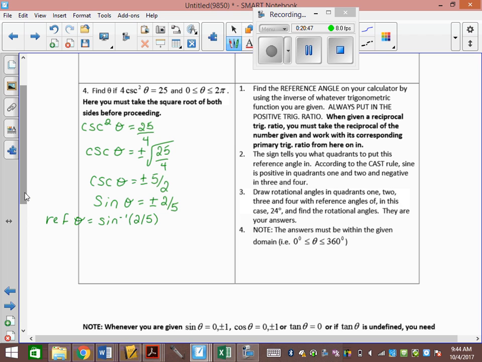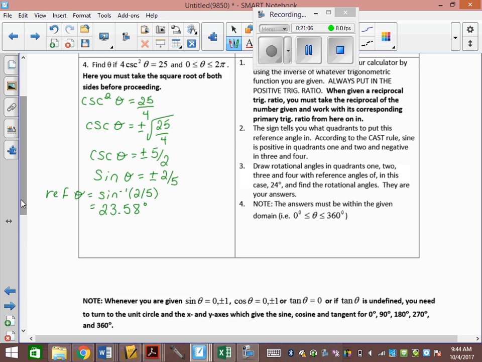The domain is in radians. I don't care. I'm going to do it in degrees because that's what you're going to do it in. I quit fighting the radian thing. So what do you get for a degree? 23.578. Really, if you're switching this to radians, you should keep a few more decimal places when you convert, so you don't round too early and then round again with radians and make a mess. Okay? You can also check with your calculator.